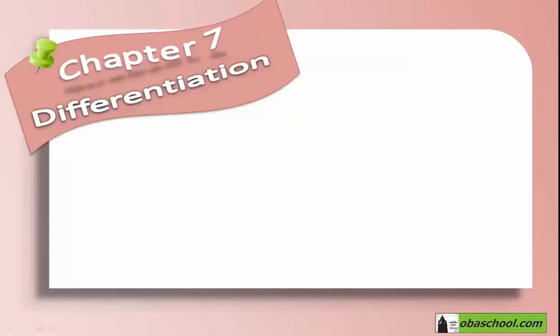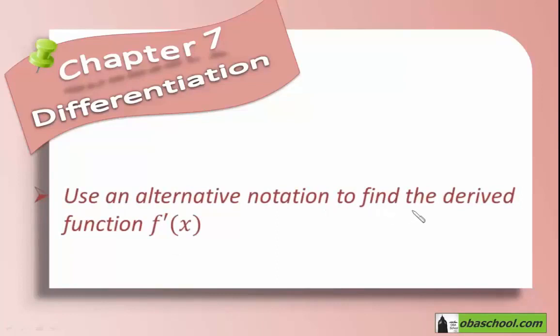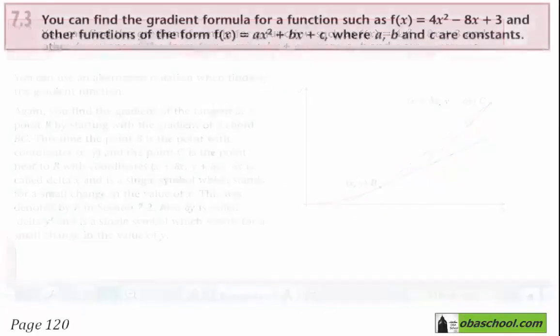In section 7.3, we are going to learn how to use an alternative notation to find the derived function f prime of x. We usually used f of x equal to x power n, and we found f prime of x, or the derived form for f of x. Now we are going to use an alternative notation in order to find the derived function.